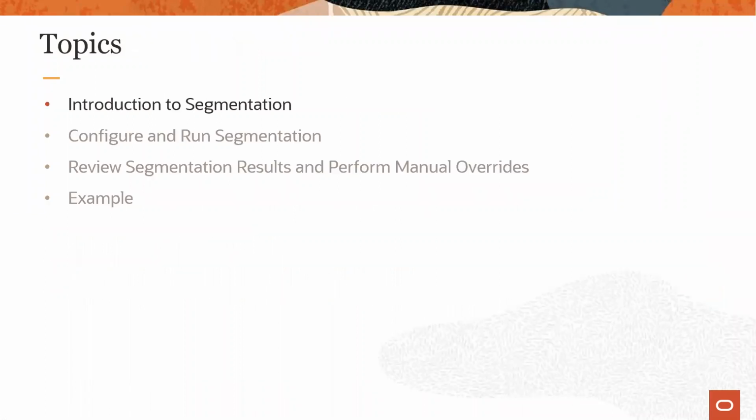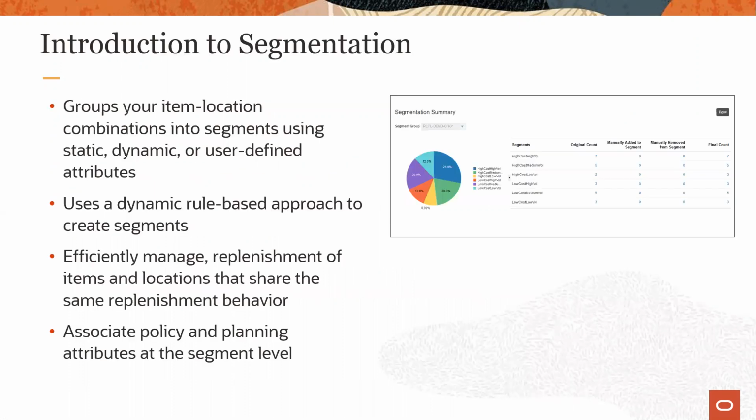Now let us discuss what is segmentation. Using the Manage Segmentation feature, you can group your item locations into different segments by using static, dynamic, or user-defined attributes. These attributes can be item location attributes or dynamic attributes like shipment history or shipment forecast. You can also use user-defined attributes.